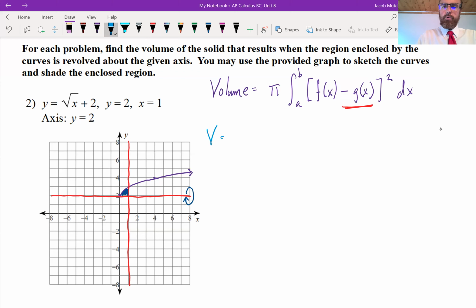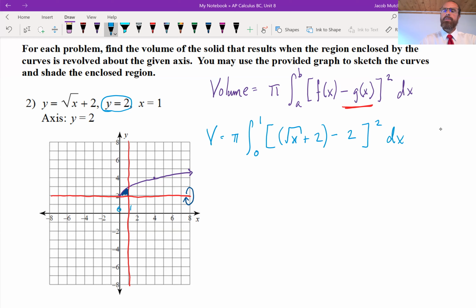Well, let's set that up for our specific example. Our volume is going to equal pi times the integration from 0 to 1 in x of f of x, which is the square root of x plus 2, minus the axis that I've shifted. So that function, I'm treating as g of x, is 2. And then I'm going to square that, dx. So there's our setup. Once I've set it up, I just need to simplify, and then integrate.